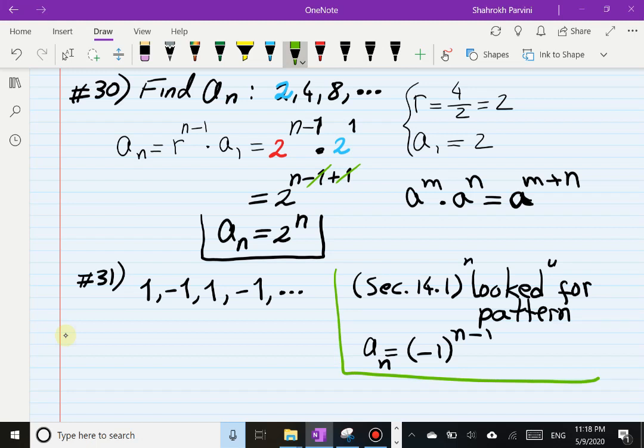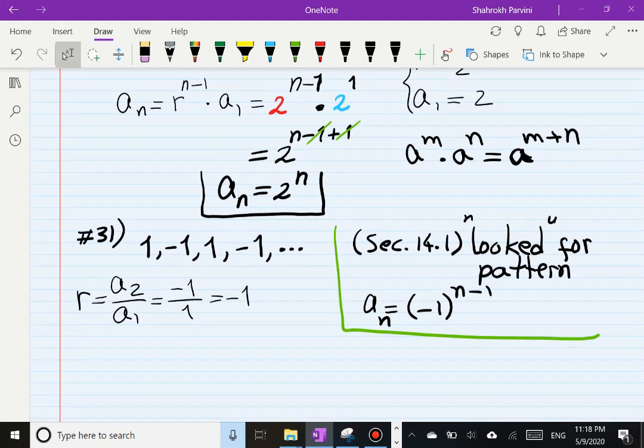Now, let's view this differently. This time we're going to see this as a geometric sequence. Why? Because we are told to find the nth term of a geometric sequence. If it's geometric, there is a common ratio. Remember, we do a2 by a1 to get that fixed ratio. So that's negative 1 divided by 1, which is negative 1. So there's my common ratio.